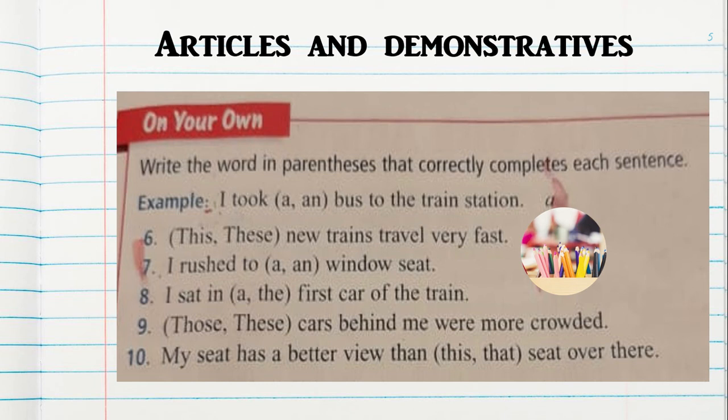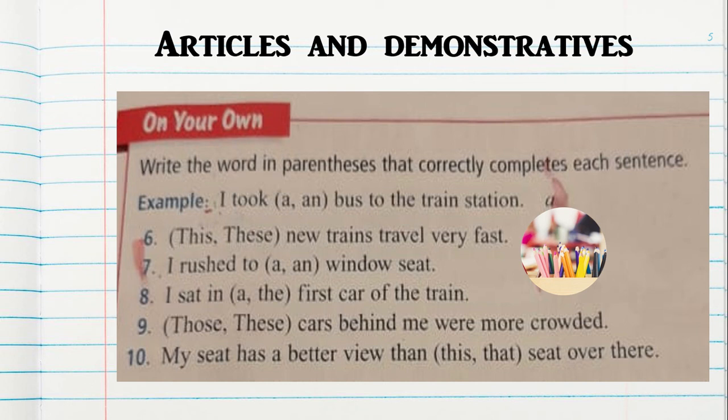I rushed to an window seat. Window. A window seat. I sat in the first car of the train. So it's close and it's specific. These cars behind me were more crowded. Behind me, that means close to the speaker. My seat has a better view than that seat over there, far away.